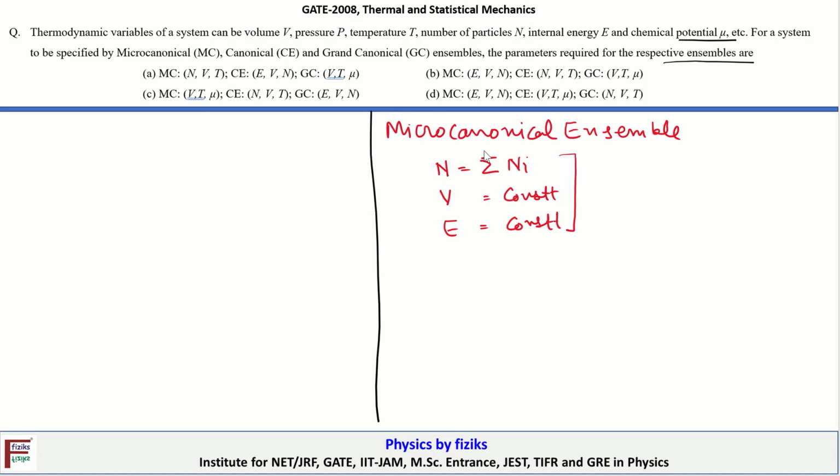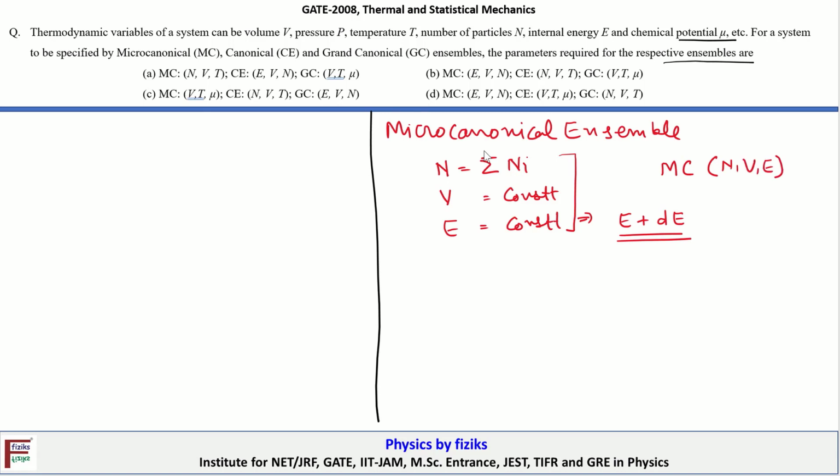In principle, in the microcanonical ensemble we consider a small range of energy E to E plus dE, and then we try to evaluate the corresponding number of accessible microstates to a system in that particular energy range. But the total energy of the system stays constant in the microcanonical ensemble formulation. So the microcanonical ensemble formulation is described by N, V and E.